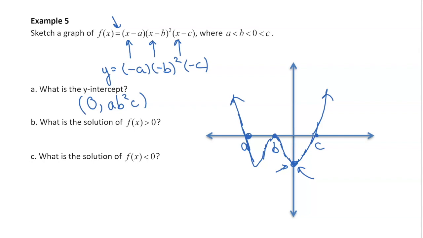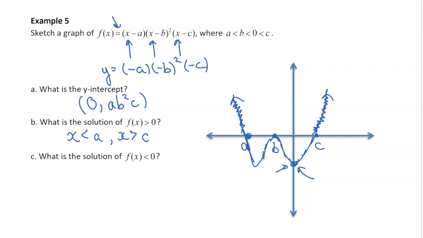So then it says, well, what's the solution when your function is greater than 0? Okay, so if your function is greater than 0, that's a fancy way of saying when is it above the x-axis. And so it's above the x-axis right here and right here. And so two different places. So we could say that's everything to the left of a. So that's when x is less than a, and it's also when x is greater than c.